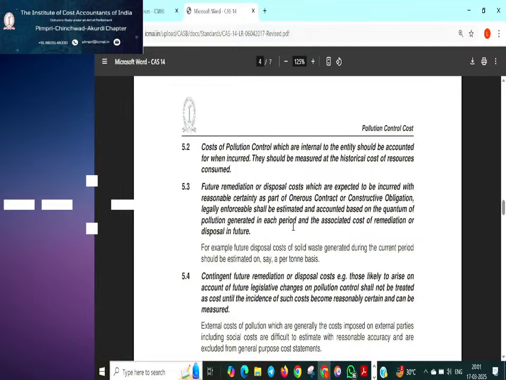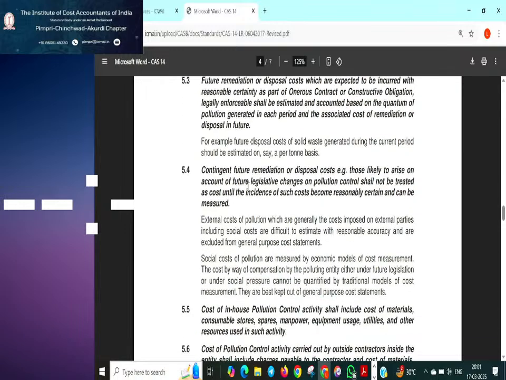For example, future disposal cost of solid waste generated during the current period should be estimated on, say, a per ton basis. So per ton of production, how much pollution is happening, and that will be measured across. Contingent future remediation or disposal.